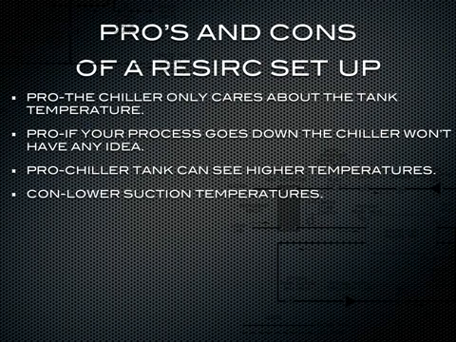A con is that the chiller is going to have lower suction temperatures. Suction temperature is the temperature of your refrigerant. The lower the refrigerant temperature, the less capacity on the chiller. The higher the refrigerant temperature, the more capacity that you'll gain out of your chiller. On a once-through, there's going to be around a 5 degree temperature difference between the refrigerant temperature and your desired leaving water temperature. On a recirc tank setup, there's going to be around an 8 to 10 degree temperature difference between the refrigerant and your desired leaving water temperature. So you're going to have less capacity on your chiller.